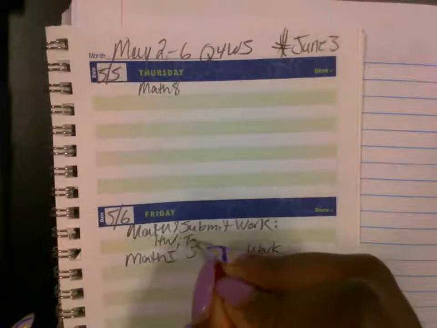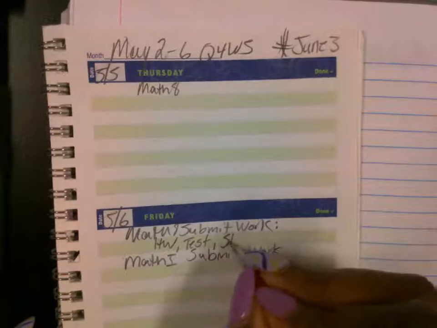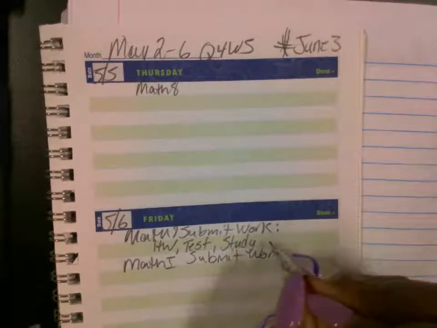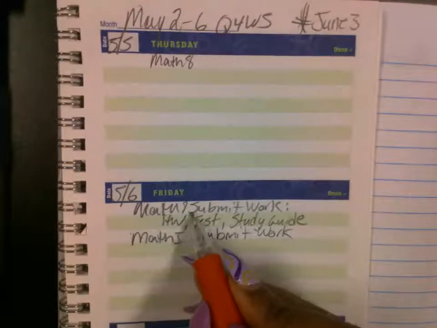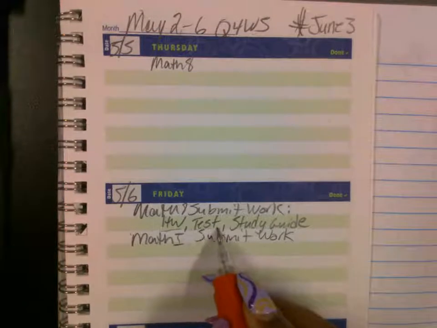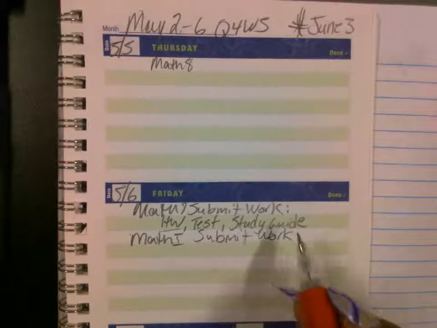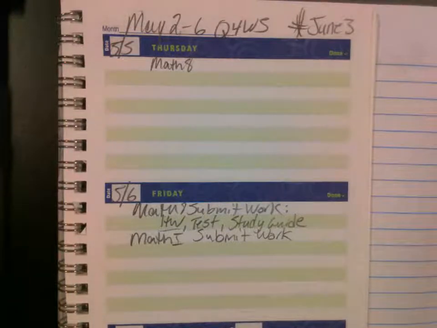We need to make sure we finish the test, and we need to submit the study guide. We're not going to submit the warm up. So the items that we're submitting: the homework, the test, and the study guide. Questions, comments, or concerns? Those are the items that you're submitting. Any questions?